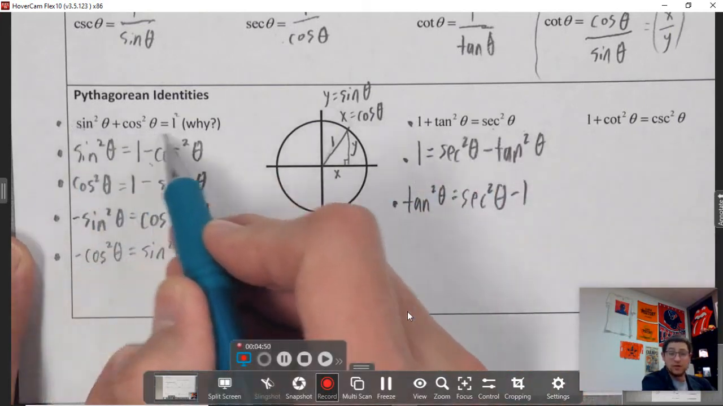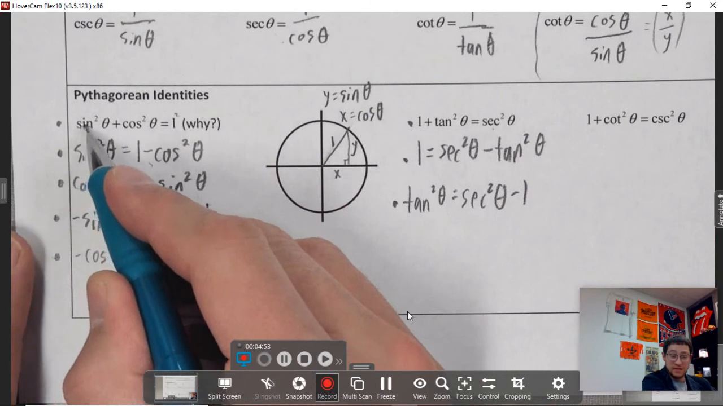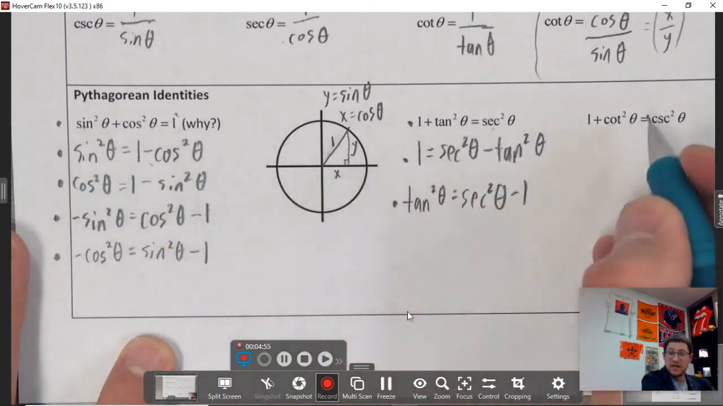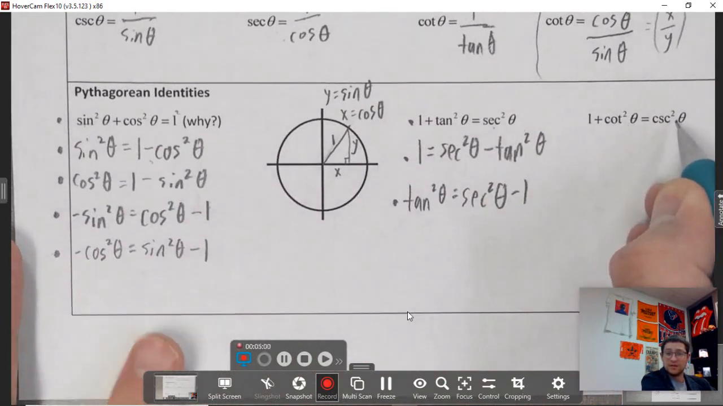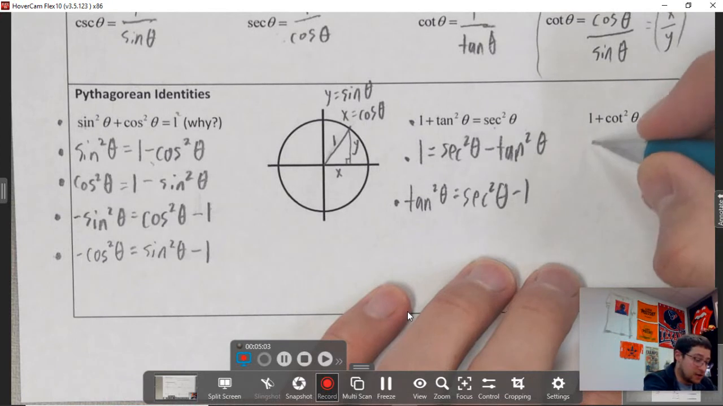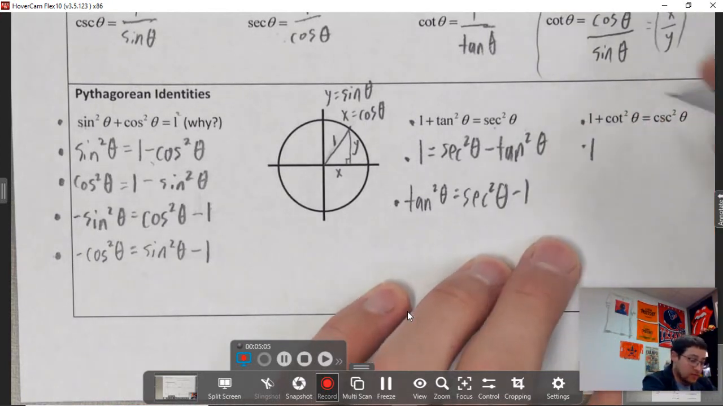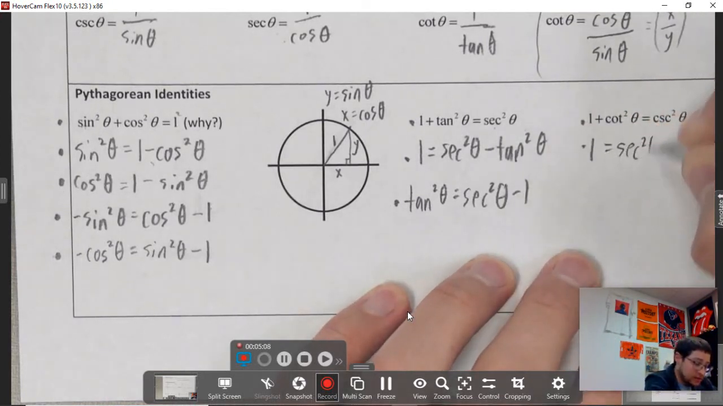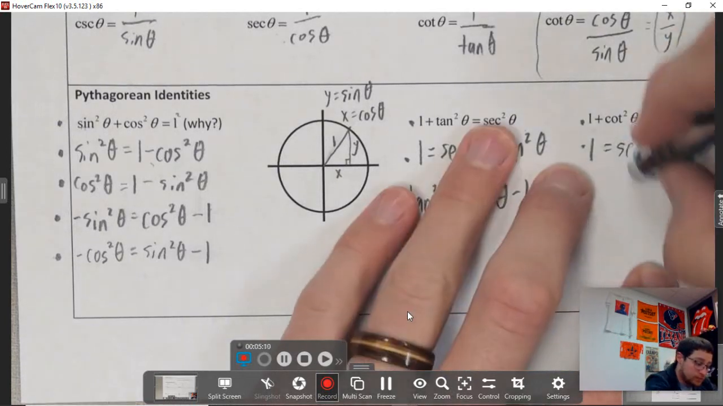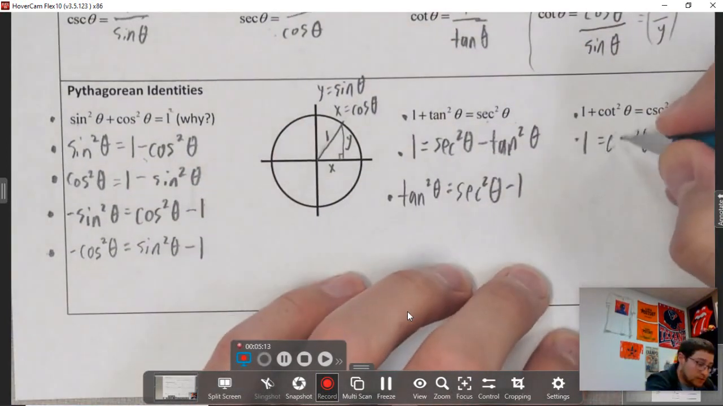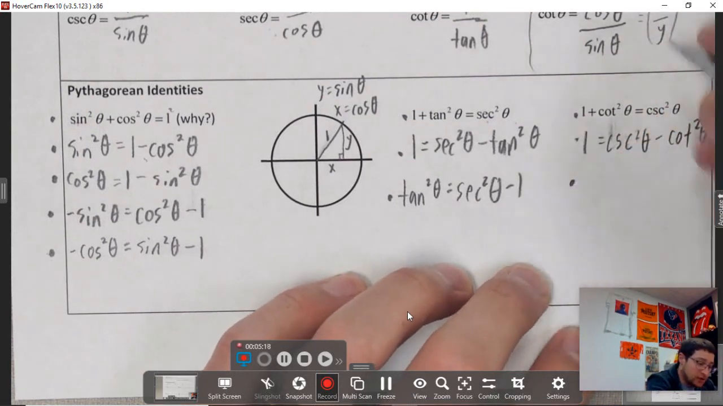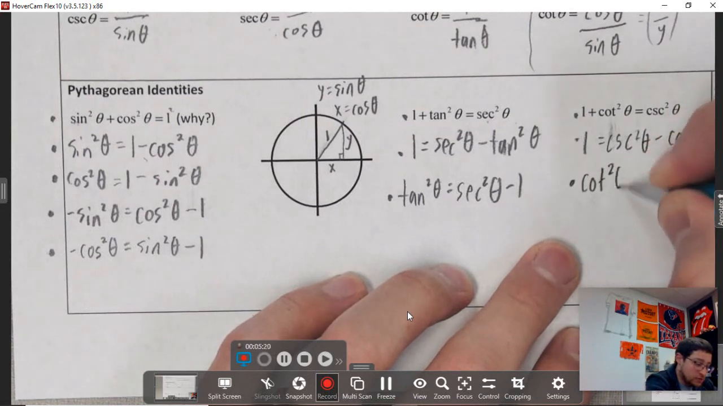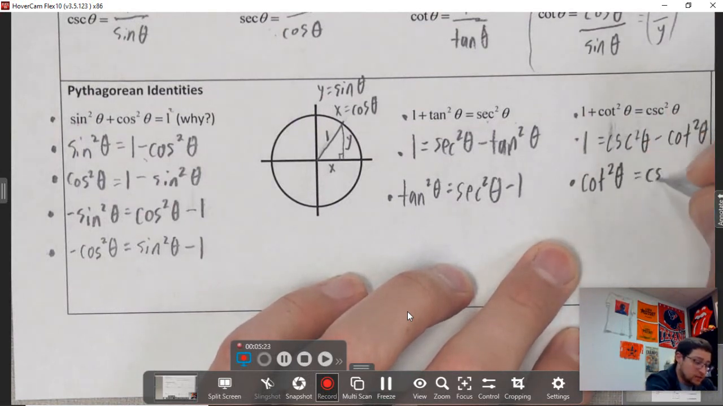So you have this original. If you were to divide this entire thing by cosine of theta, you're going to get this. If you were to divide this entire thing by sine of theta, you're going to get this. So that's actually what that comes from. Same thing here, you can isolate the 1. So you can get 1 is equal to cosecant squared of theta minus cotangent squared of theta. And then you're going to get the cotangent by itself too. So you've got cotangent squared of theta is equal to cosecant squared of theta minus 1.